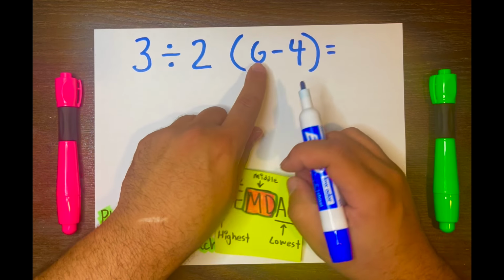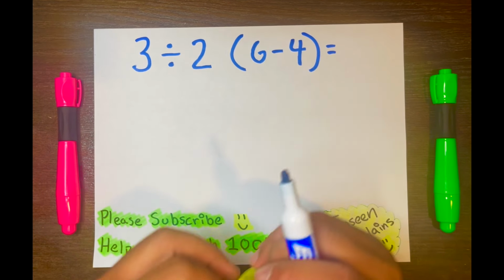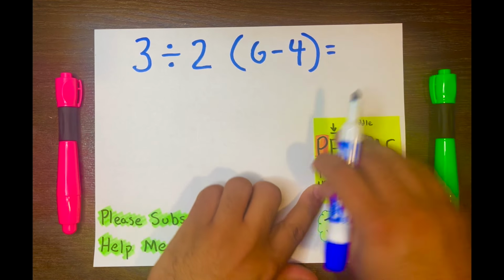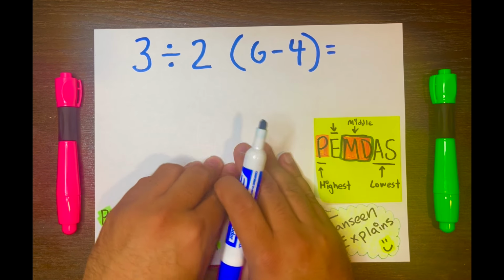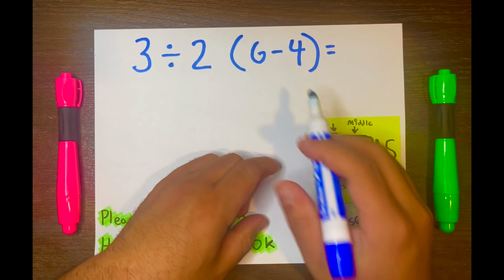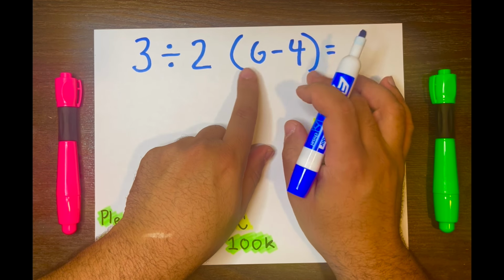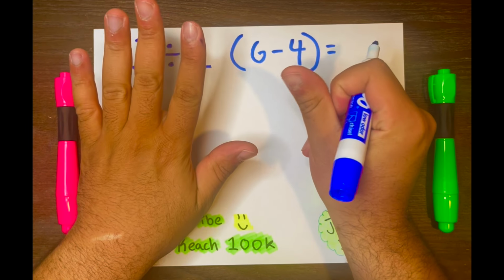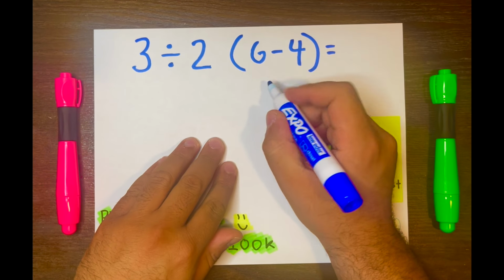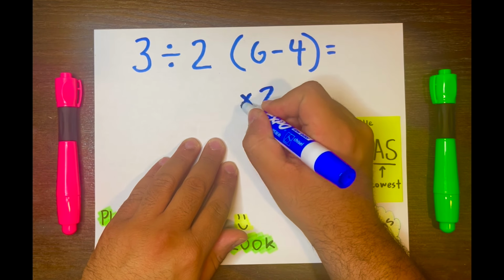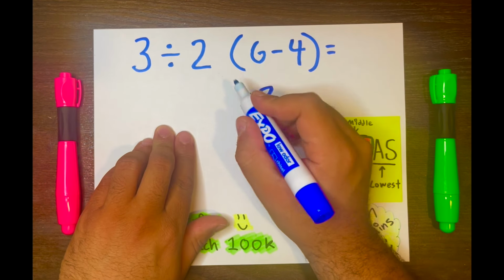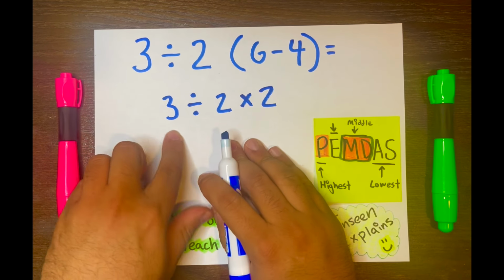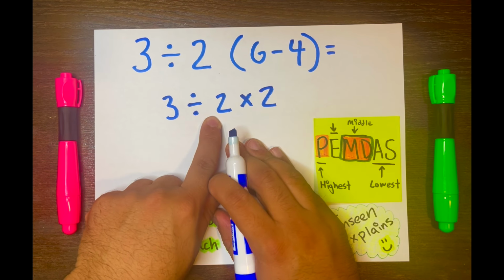3 divided by 2 and then 6 minus 4 in these parentheses. All right, and I'm gonna leave PEMDAS right over here so then you can all see there. All right, so first we start with parentheses. So 6 minus 4, which is inside the parentheses, is 2, right? So 6 fingers, take away 4, that's 2. Times, let's bring down the 2, division symbol down, and the 3 down. Now we have 3 divided by 2 times 2.